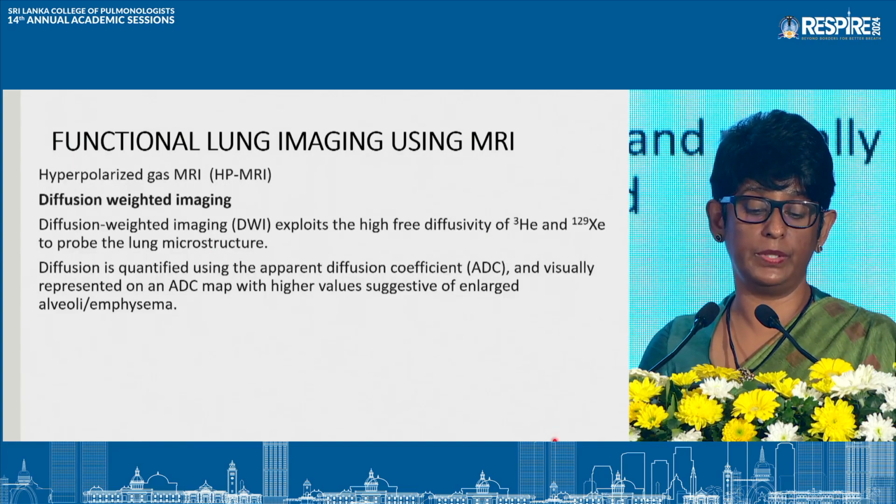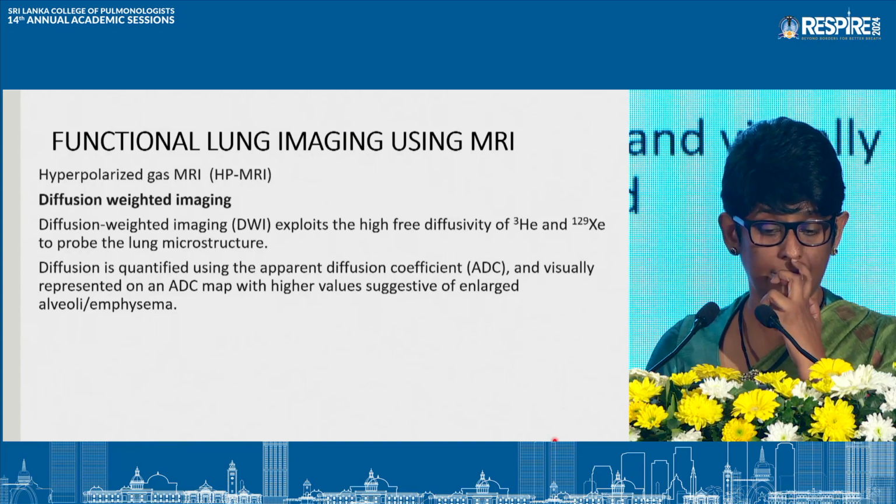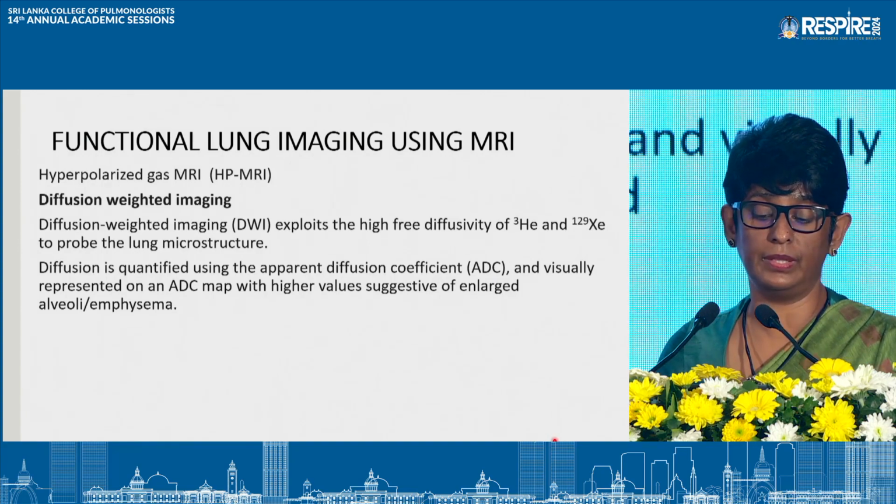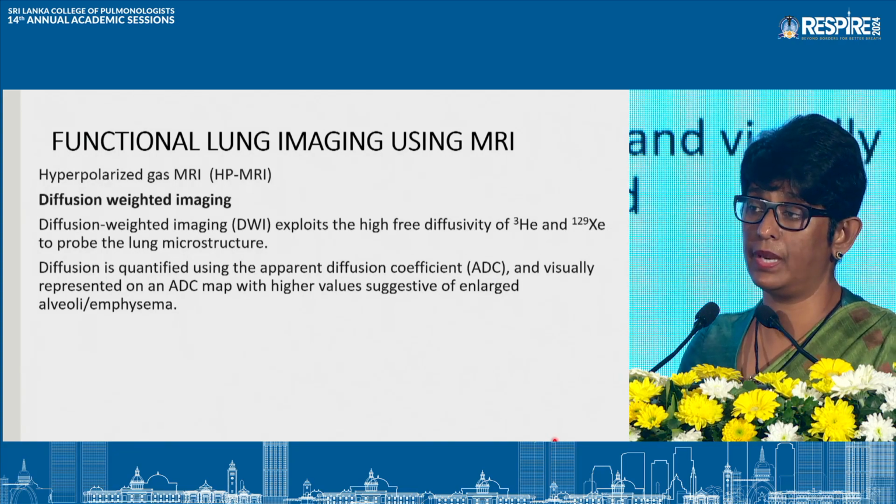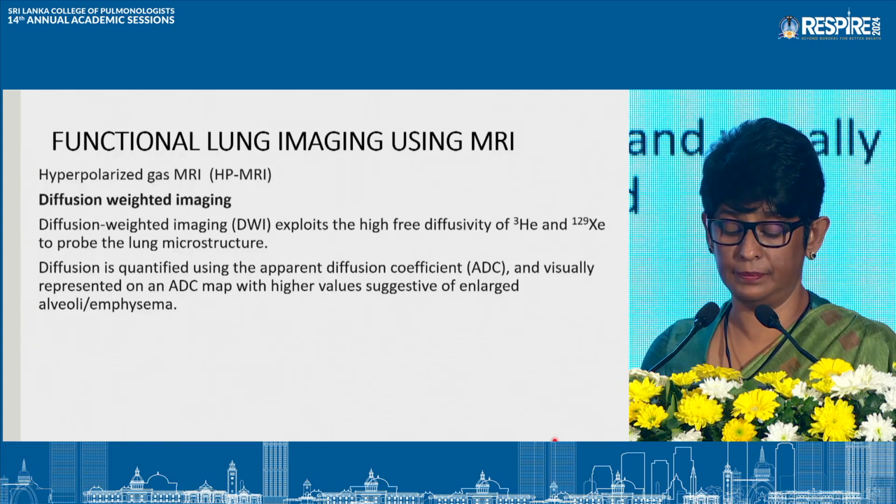The last will be diffusion weighted imaging. That again is used to see the extent of emphysema and alveolar dilatation.